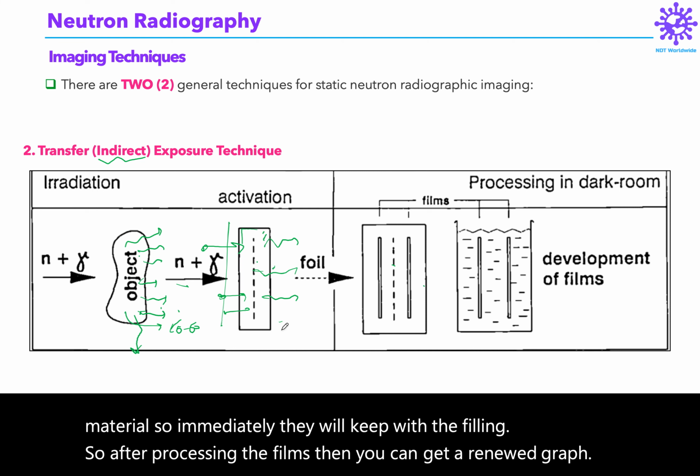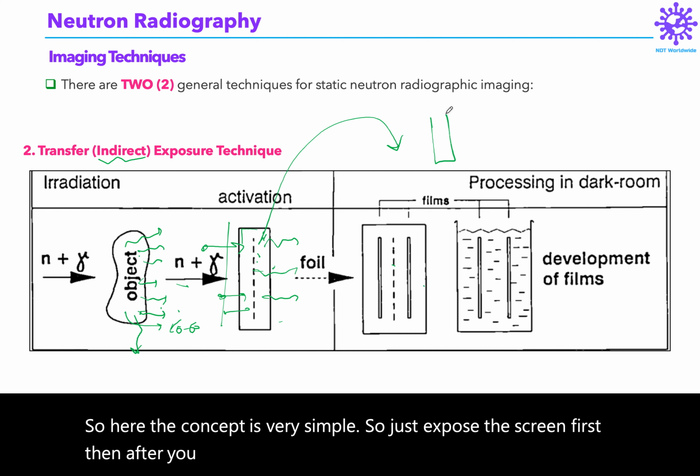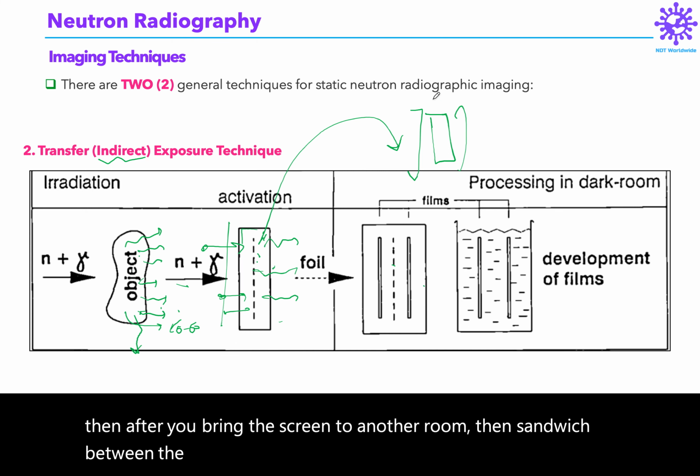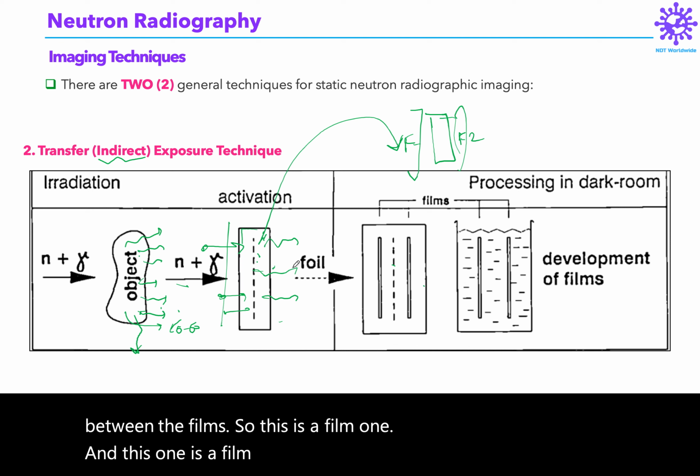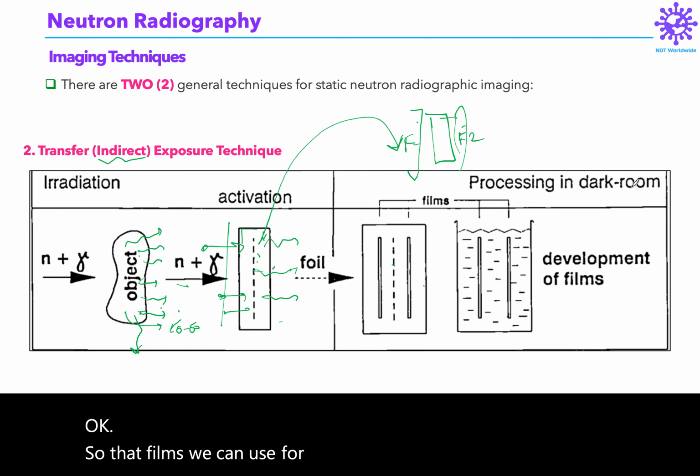Okay, so here the concept is very simple. Just expose the screen first, then bring the screen to another room and sandwich it between the films. So this is film 1, this one is film 2, and this is the foil. So what happens, this film will get exposed and this one also will get exposed. Okay, so those films we can use for reviewing.